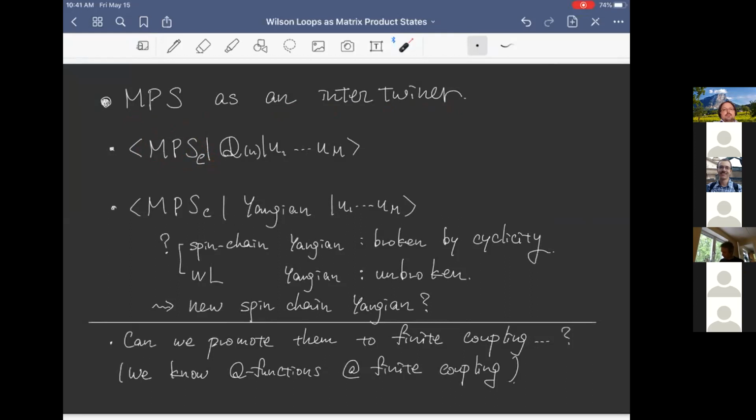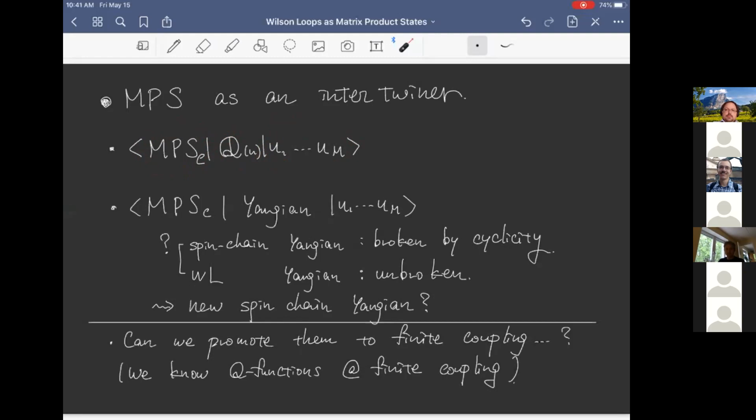Now, suppose you insert some Q operator, which is some operator which is a kind of generating function of conserved charges, into this overlap. If I act with the Q operator on this side, I just get some number, well, some function, because this is the eigenstate of this Q operator. Whereas if I act with the Q operator here, I modify the MPS. So we know how it modifies because we know how to write the MPS as a spin chain state.